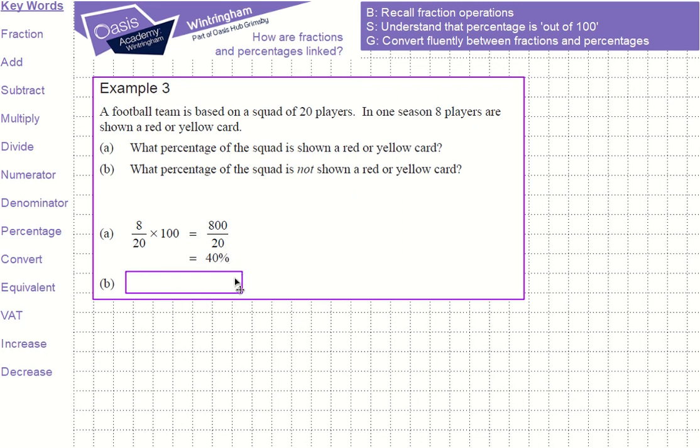And part B, what percentage of the squad is not shown a red or yellow? And actually this step's probably easier than part A, because we know that percentages are out of 100. So if we do 100% take away 40%, that will give us 60%.